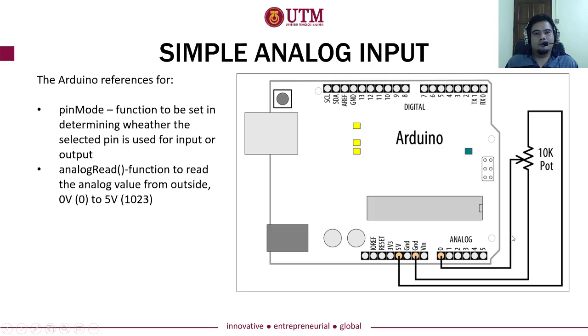Okay, that value does not only have 0 or 5 volt, it can be some value in the range from 0 to 5 volt. And then if that value is sent to or read by this analog port, it will automatically convert into some integer value from 0 to 1023. This is the value that is stored in any variables that you set in your programming.